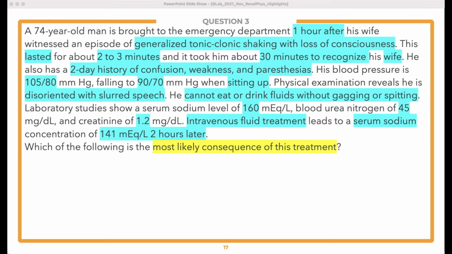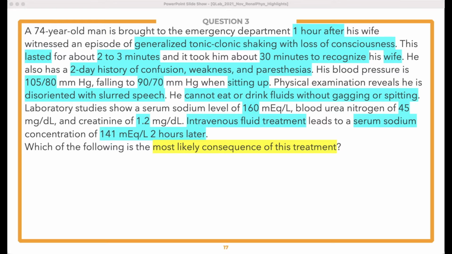But then it doesn't end. They give us one additional thing to think about. They're saying that he was given IV fluid, and then that changed his sodium. So they actually added an extra step there as well, so you don't want to miss that. You don't want to miss everything that's happened up until this point. So then they're asking the most likely consequence of this treatment.